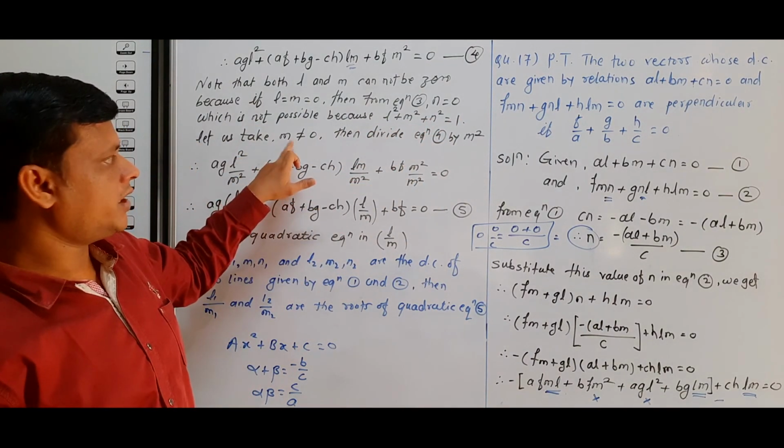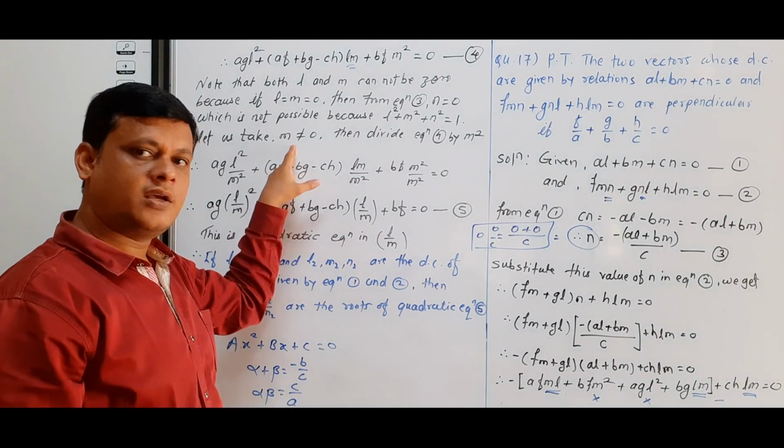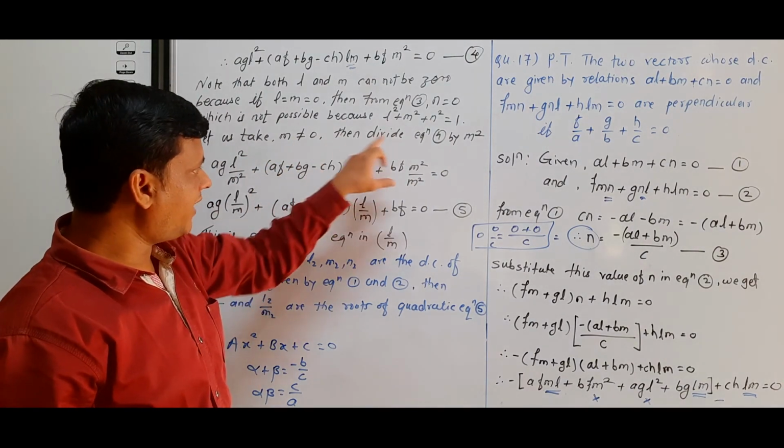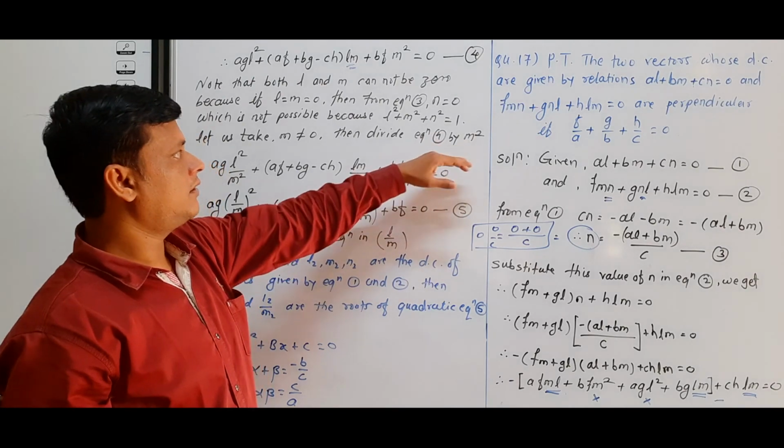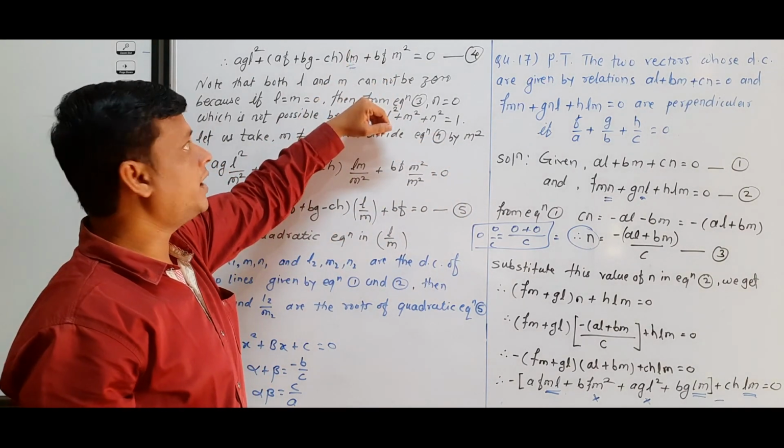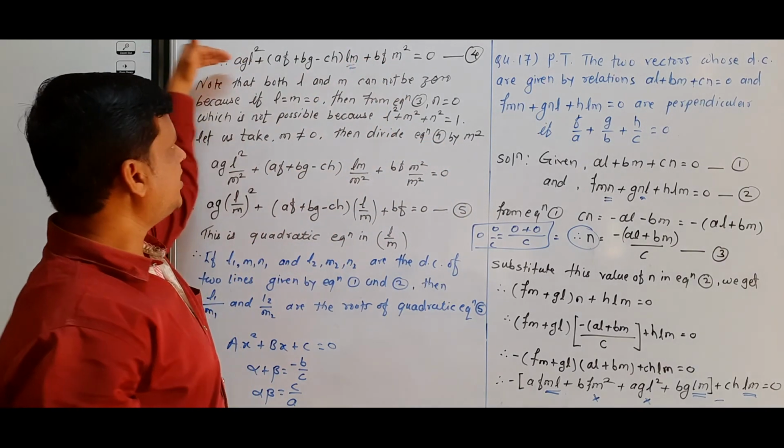Let us take M not equal to 0. Then divide equation 4 by M square. Why do we discuss this condition? Because we have to divide each term by M square.